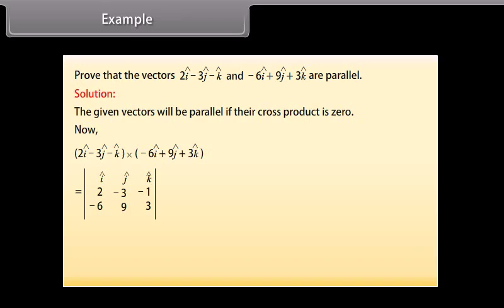Second row 2, minus 3, minus 1. Third row minus 6, 9, 3. Minus 9 plus 9 cap i plus 6 minus 6 cap j plus 18 minus 18 cap k equals 0. Hence proved.